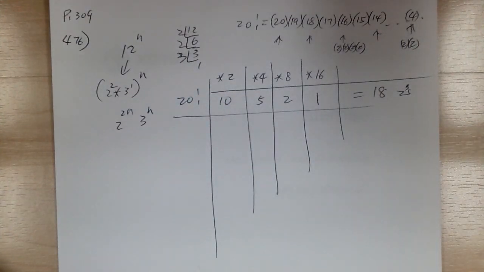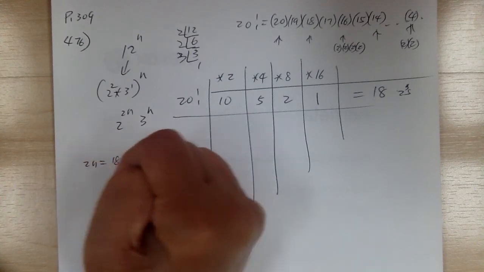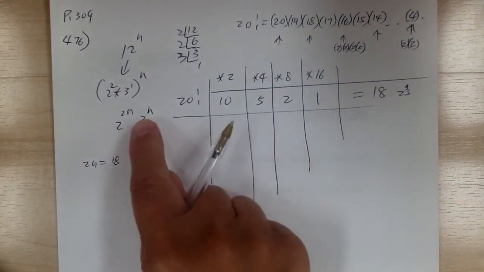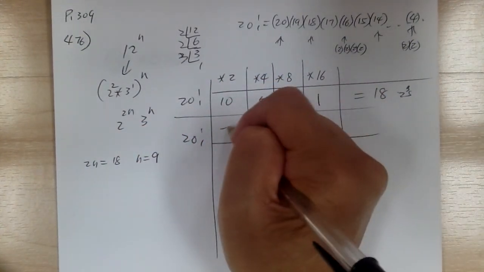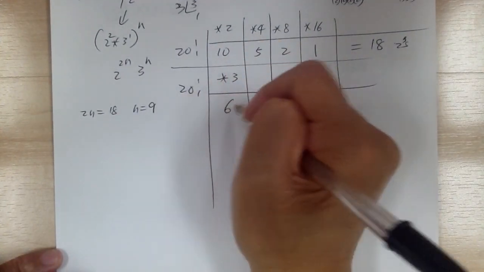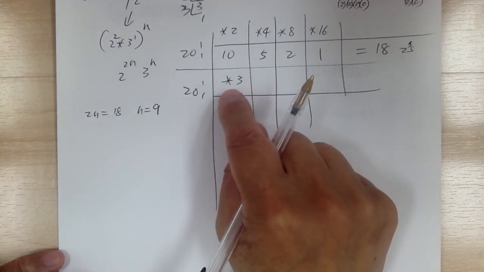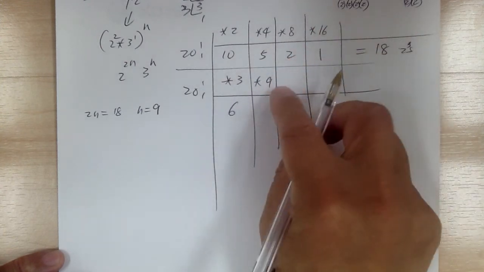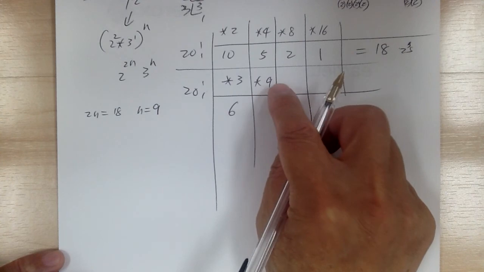There are 18 2's. And so 2n equals 18, so n equals 9. Now we have to account for 3's. So for 3's, multiples of 3, you're going to get 6 of them, right? So you get a factor of 3 at 3, 6, 9, 12, 15, and 18. Then 9 will give you an additional factor of 3, so you're going to get another 3 at 9.